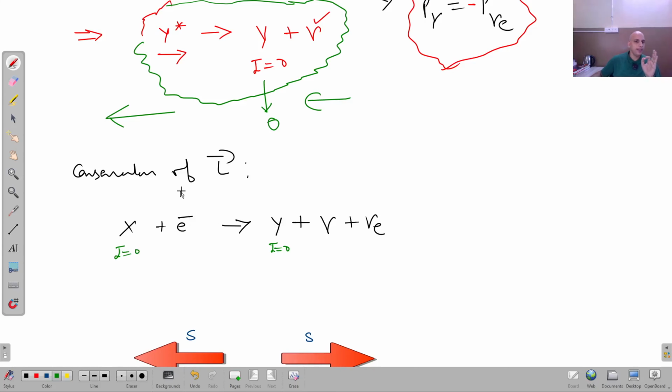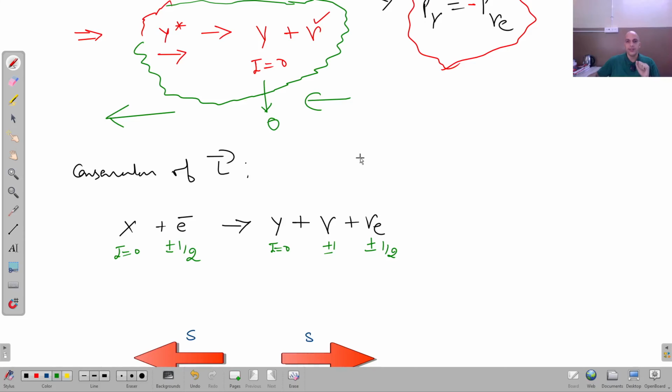Now if we apply the law of conservation of angular momentum, this nucleus has spin 0, angular momentum 0, and this has also 0. Two possibilities for the electron, plus minus 1 by 2. Two possibilities for the electron neutrino, plus minus 1 by 2. And two possibilities for the gamma ray photon, plus minus 1. Let's come to the first possibility.